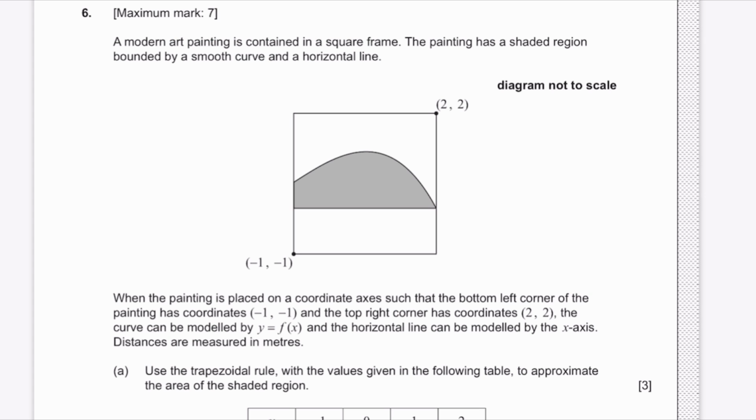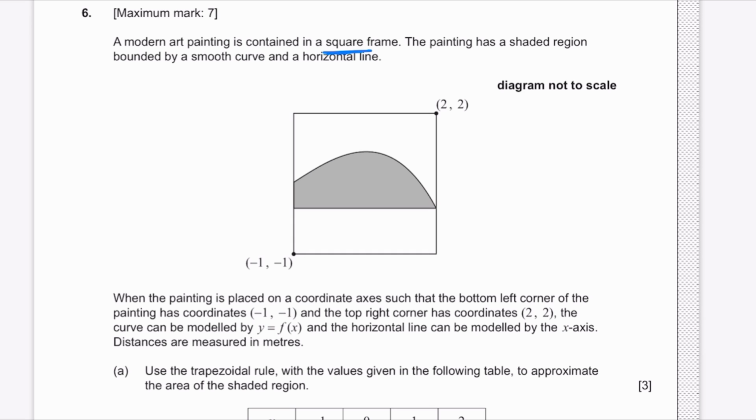So then we go on to question number 6. It says a modern art painting is contained in a square frame. That's probably going to become important. That's a square. The painting has a shaded region bounded by a smooth curve and a horizontal line. When the painting is placed on a coordinate axis such that the bottom left corner of the painting has coordinates -1, -1, and the top right corner has coordinates 2, 2, the curve can be modeled by y equals f of x, and the horizontal line can be modeled by the x-axis. Distances are measured in meters.